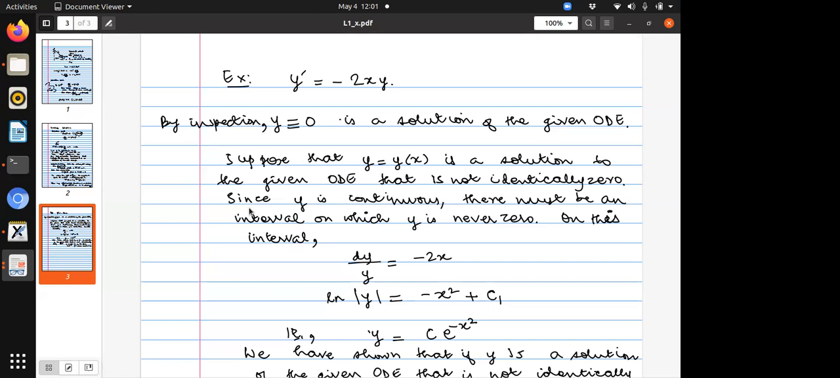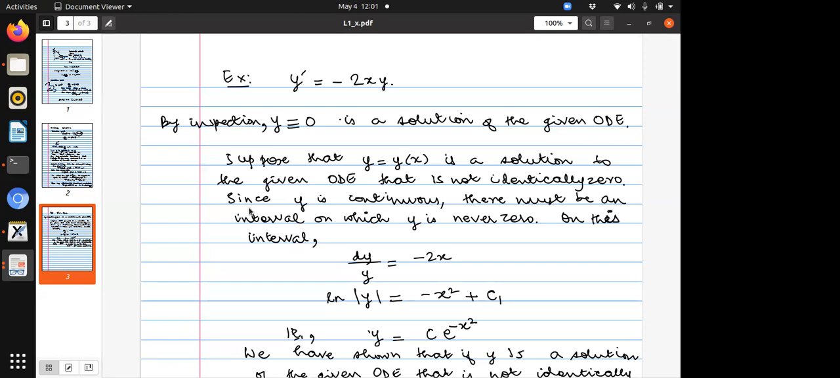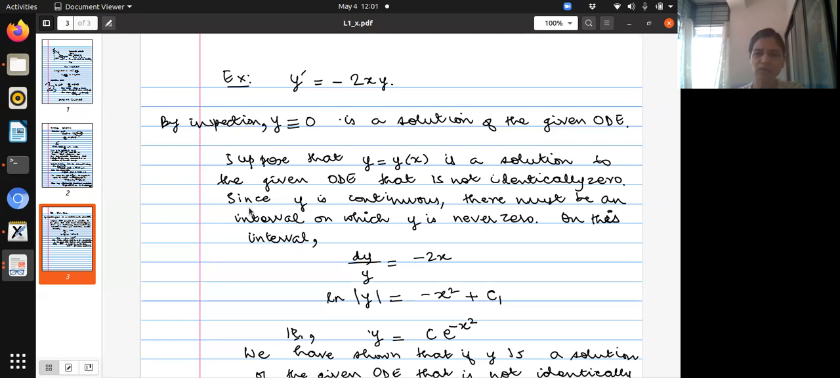On this interval, you can safely divide by y because y does not vanish on this interval. There is no problem at all, correct? So on this interval, you can safely divide by y, which means that now you have a separable ODE, which looks nice, dy by y equal to minus 2x. Now you integrate both sides and that gives you y equal to some constant c times exponential minus x square.